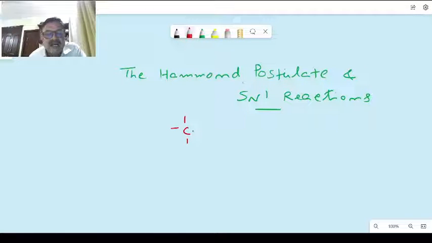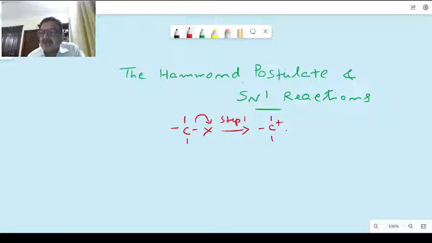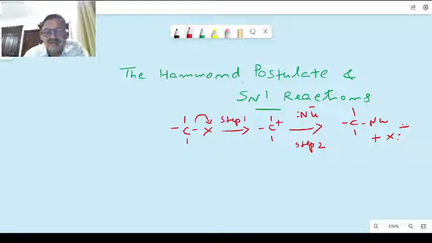So this is an alkyl halide. In step 1 of the reaction, this alkyl halide forms a reactive intermediate, a carbocation intermediate, with a positively charged carbon atom. In the next step, step 2, it reacts with the nucleophile, and a new bond is formed with the nucleophile, and the leaving group goes along with the electron pair. This is the basic mechanism of the SN1 reaction.